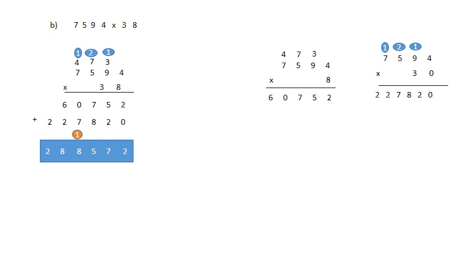So your final answer is 2,88,572. I hope student you have understood this sum very well, how to multiply any large number by 2-digit number. Just write down.